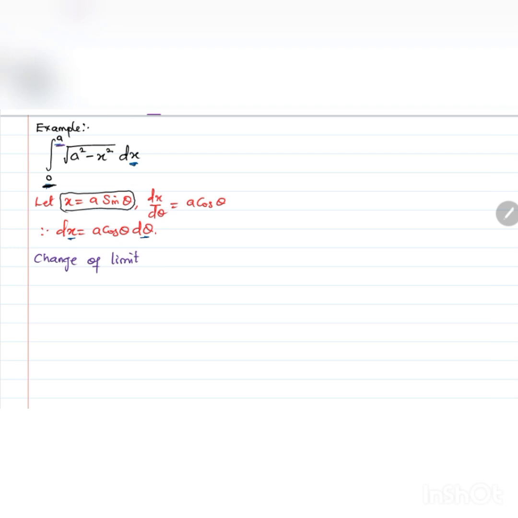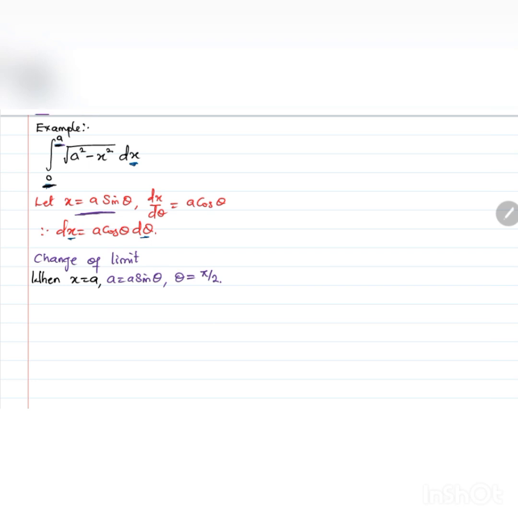So let's start with the upper boundary. When the upper boundary is a, that's when x is equal to a, then from this substitution, we can say that a is equal to a sine theta. So when you make theta the subject of the formula, we have sine theta is equal to what? 1, okay? Therefore, theta will be what? Theta will be pi over 2. That's for the upper boundary.